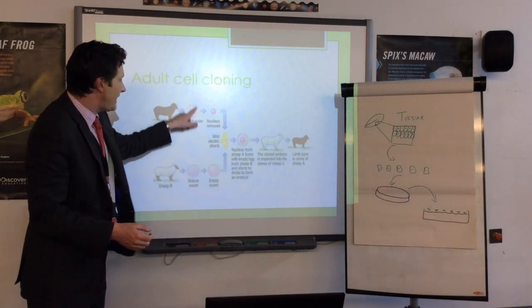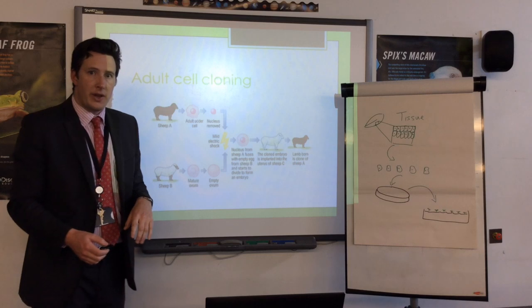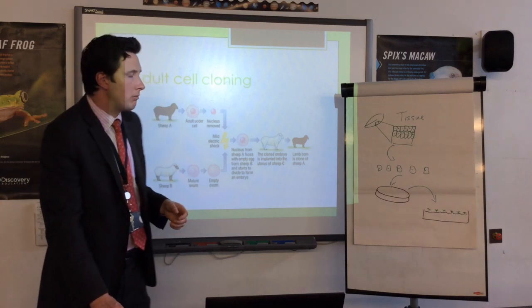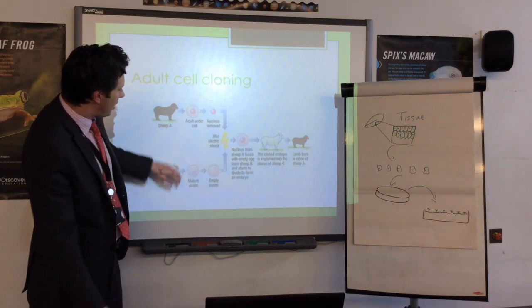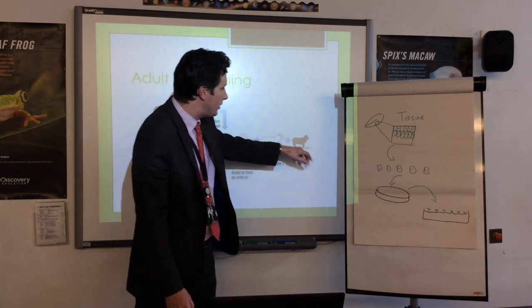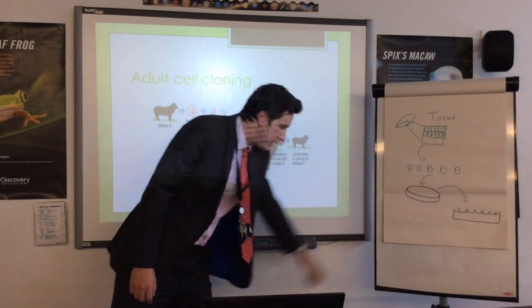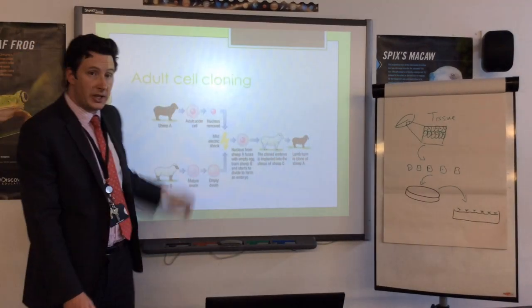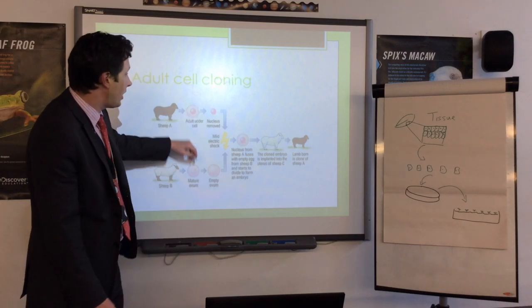And then you take a skin cell from another animal, the same species, but another version of it. In this example, you can see on the board, hopefully, they've used a black sheep, which they've taken the skin cell, the cell to be cloned from.